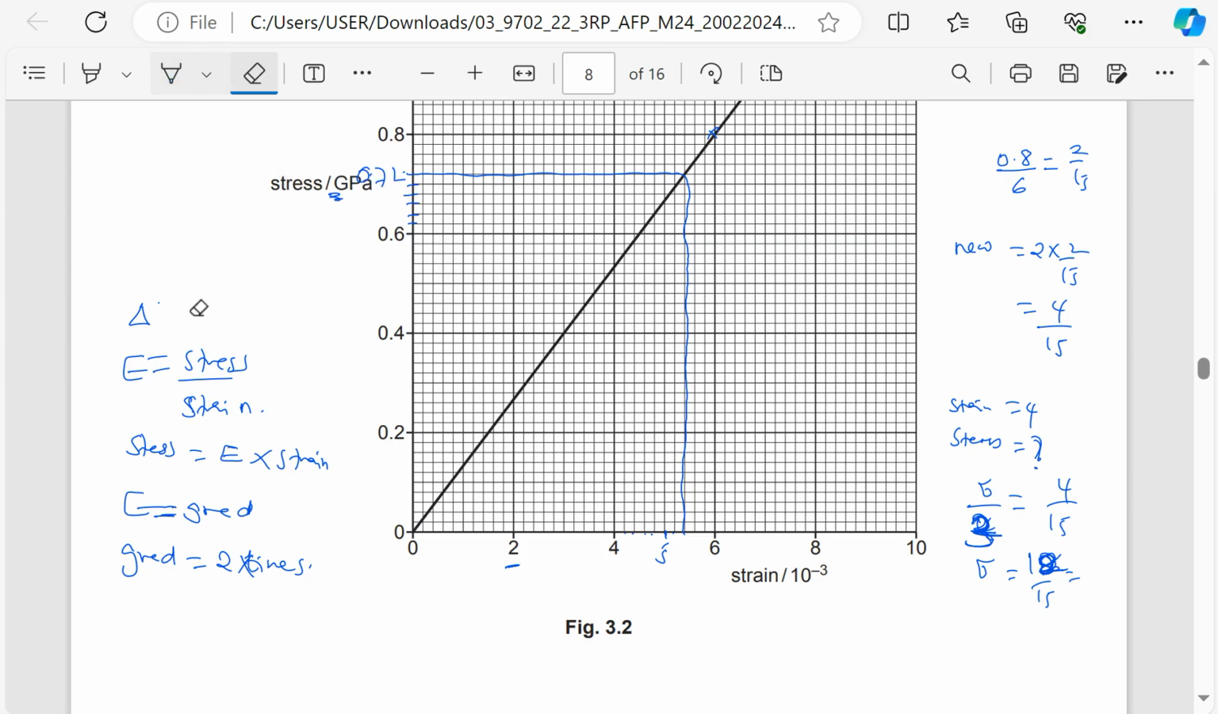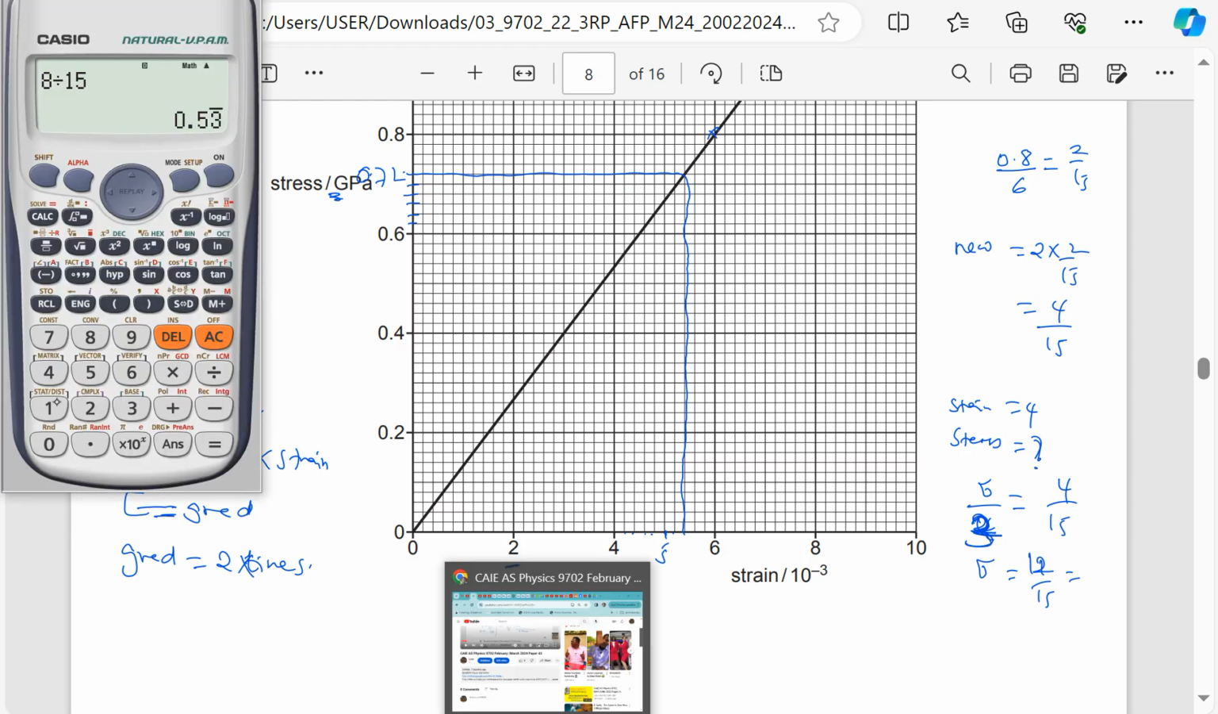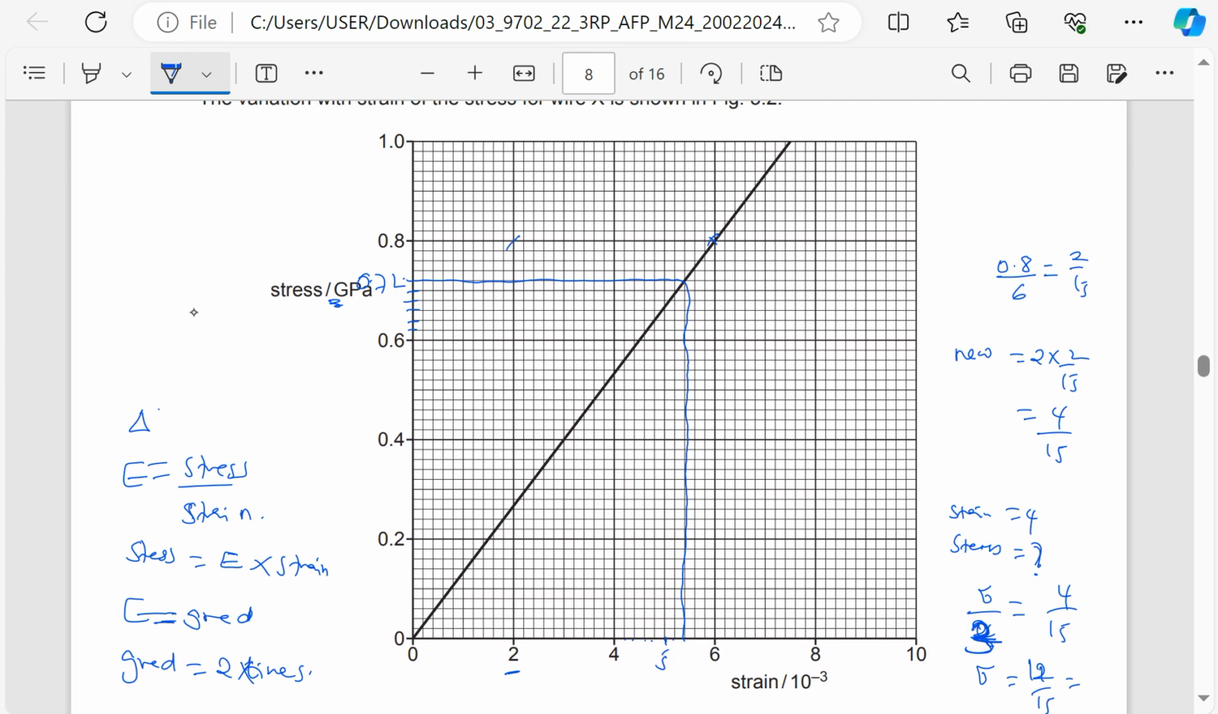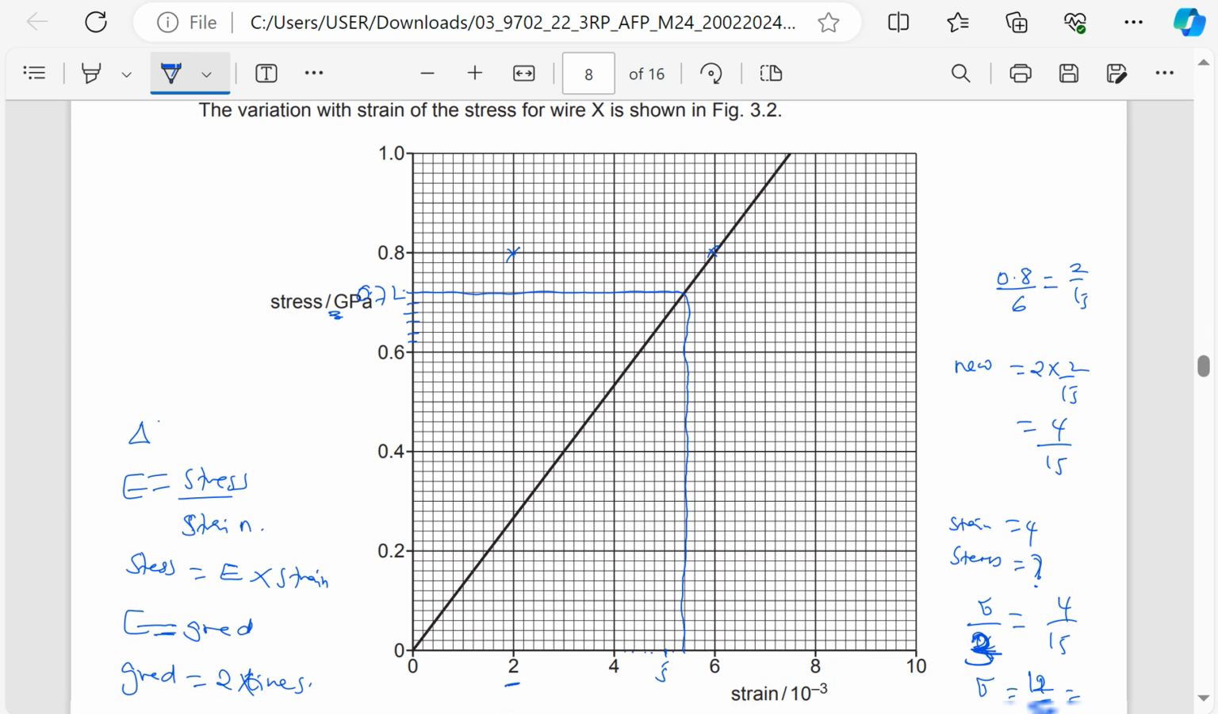I'm looking for a simpler point to plot so that the gradient is twice. I've decided to use a simpler mathematical method. So this is 4 times 3, which is 12. So let's say 12 divided by 15, that is 0.8. Okay, so it means when the strain is 2, the stress is 0.8. So my line is going to go through that point. So I'm just going to draw a line here. As long as it goes through that point, the rest is history.